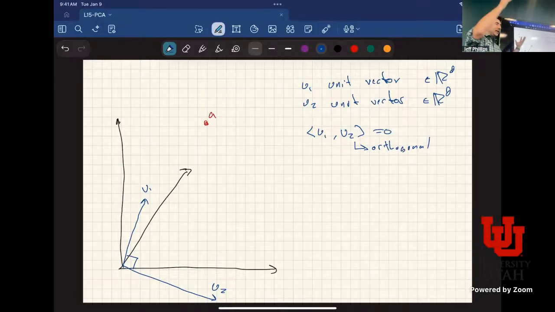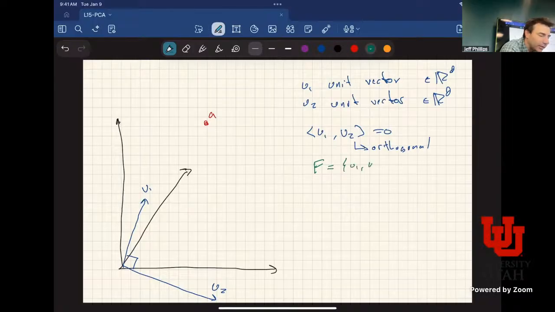Okay, so I'm in d dimensions. Let's try to think of three dimensions here. There are two unit vectors, and they're orthogonal to each other. They're both unit vectors, but they're orthogonal to each other. Now I can define nicely, and in general, F will be a subspace spanned by U1, U2, up to Uk, a k-dimensional space, where Ui and Uj, all of these, are going to be orthogonal to each other. But let's just think about two of them here.